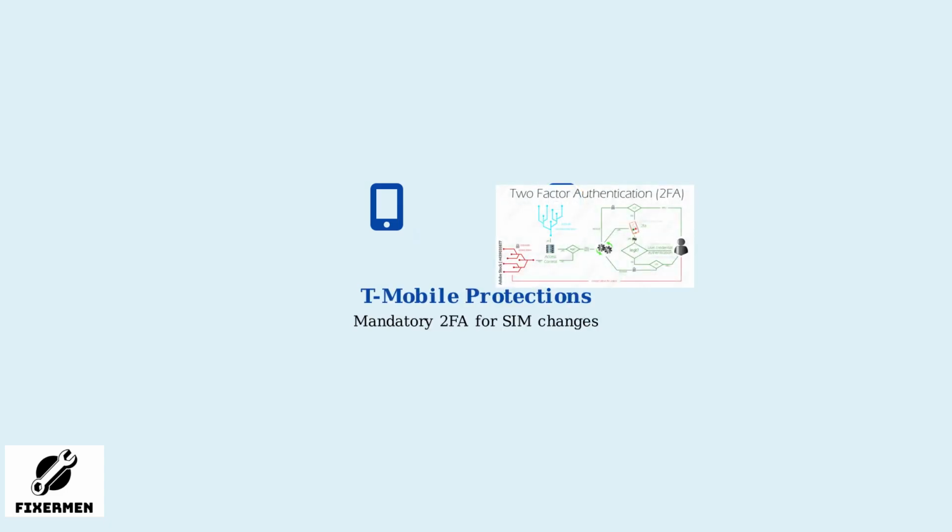A SIM swap scam involves someone fraudulently activating a SIM card using your phone number. This can lead to unauthorized access to your accounts, allowing scammers to take control of your banking, email, and other services. T-Mobile has enhanced authentication protocols, including mandatory two-factor verification for SIM changes to combat this threat.